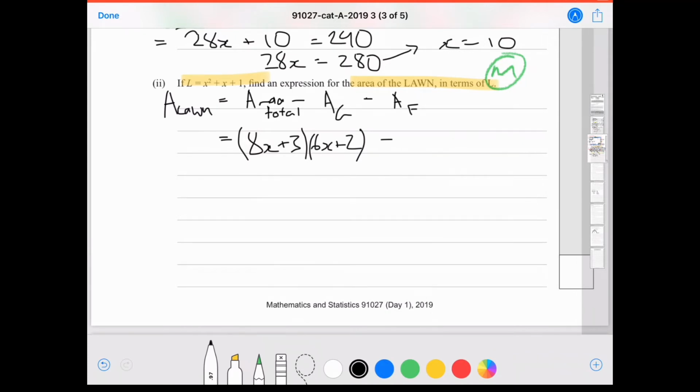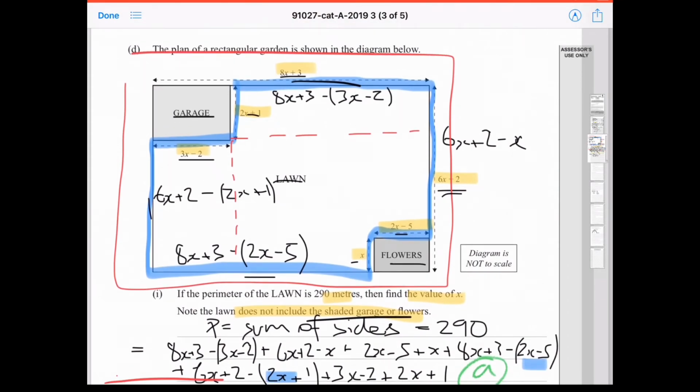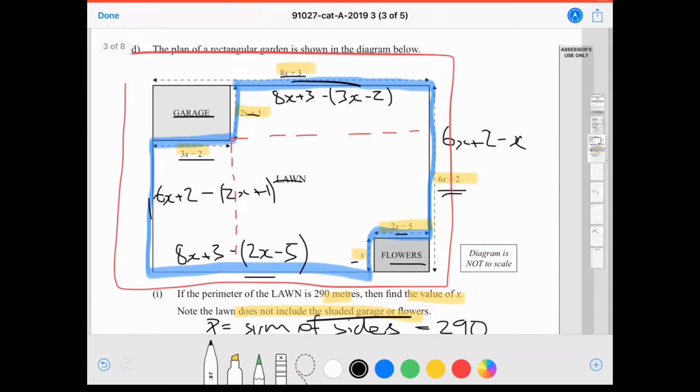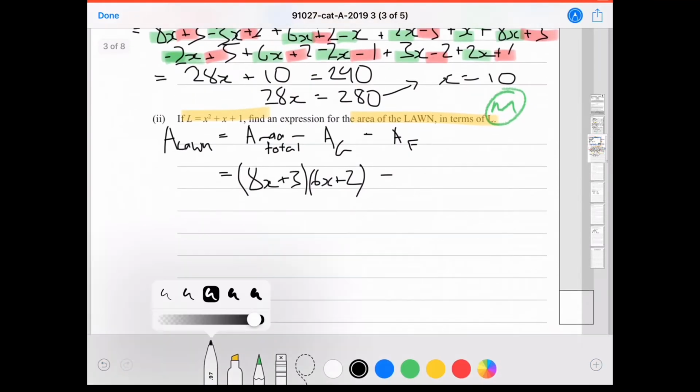And then area of the garage, going back up. We're fortunate that the garage and flowers are both rectangles. So area of the garage, its dimensions are 2x plus 1 and 3x minus 2. So going back down, 2x plus 1 and 3x minus 2.